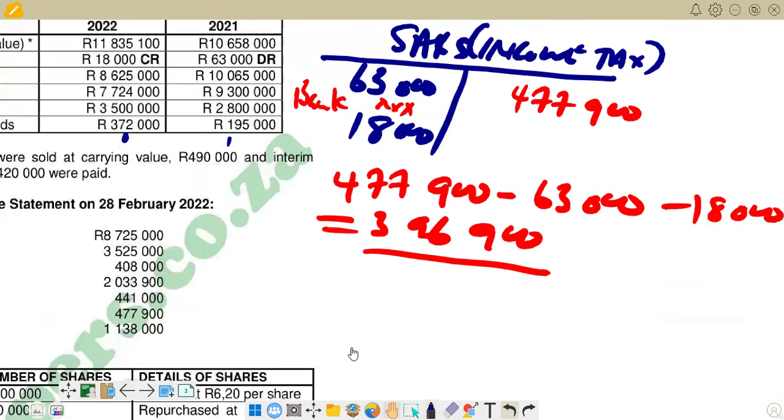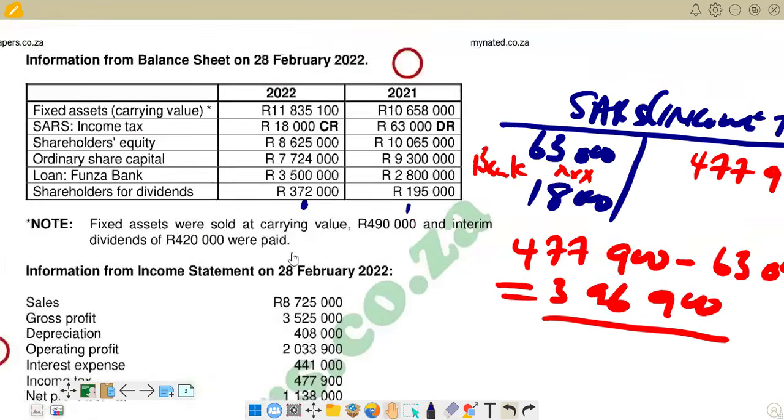If you go to the list of balances that we are given, we have ordinary shareholders for dividends here at the bottom. We have got 195,000 as the opening balance. Then we check for interim. Interim is given here: interim dividends 420. So basically, we are just going to say 195 opening plus our interim, which is 420. Then you get your dividends paid to be posted to the cash flow statement.